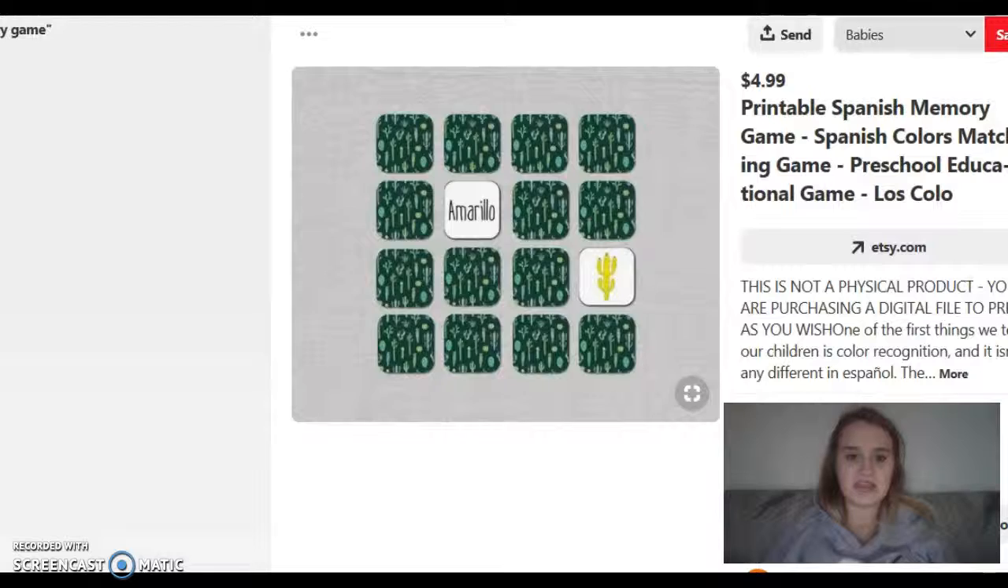And last but not least, I would have flashcards with Spanish words on it. I would have pictures on one, and then they'd have to match that with the Spanish word. Not only this, I would have Spanish music, Mexican music playing in the background, just make the vibe very Hispanic.